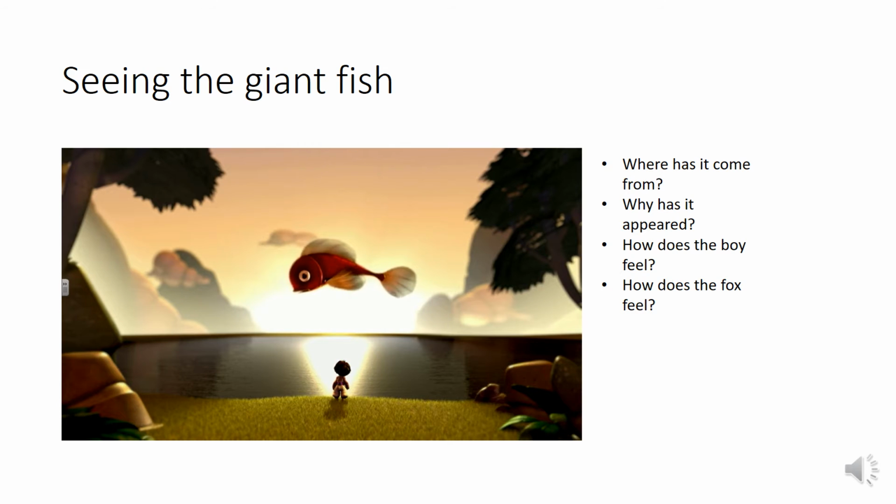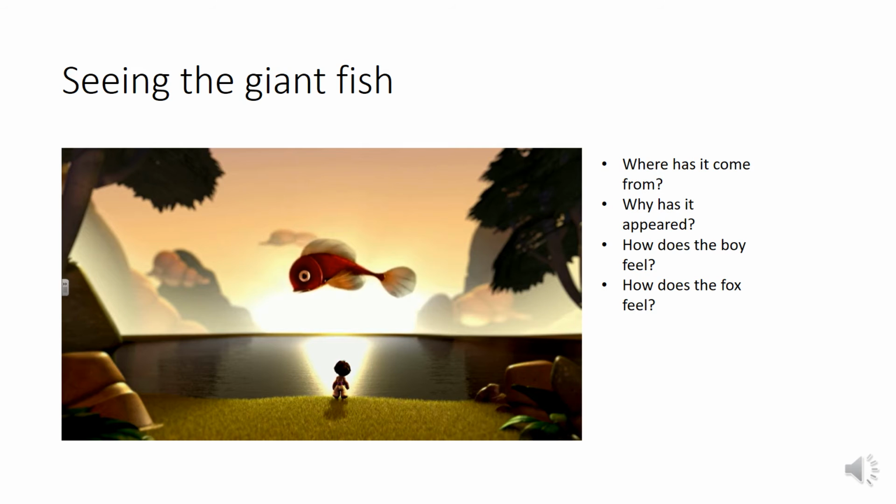Do you think the fox has led the boy here on purpose? Sort of thought, oh, I'll make him chase me and we'll get to the giant fish together. Or do you think they're both equally as shocked? Why has it appeared? Why is it in the sky? What is the significance of that fish being there?